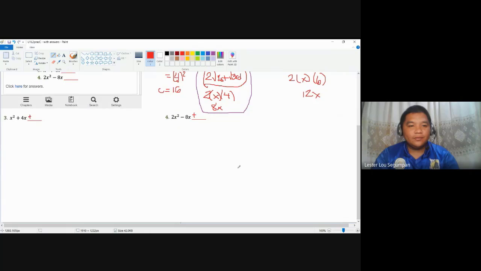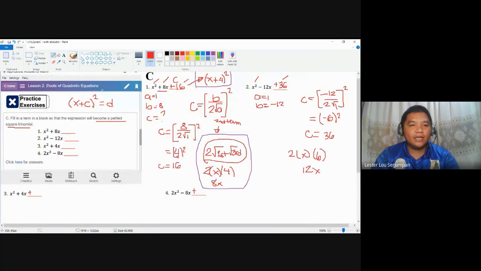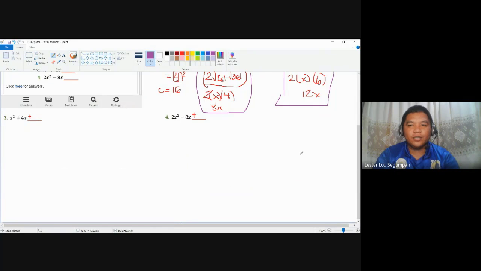So let's proceed with number 3. I will leave checking to you. Let's just complete it. So you have here x plus 4, and then your A here is 1, your B here is 4. So let's solve for C. C is negative 4 over 2 square root of 1, and you take the square of it. So that's 2 squared, which is equal to 4. So you have here 4. And then you check it, to determine whether this is really a perfect square trinomial or not.